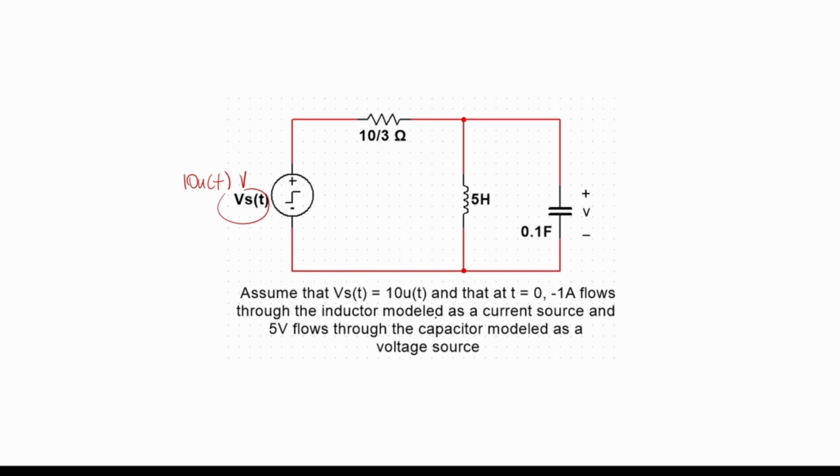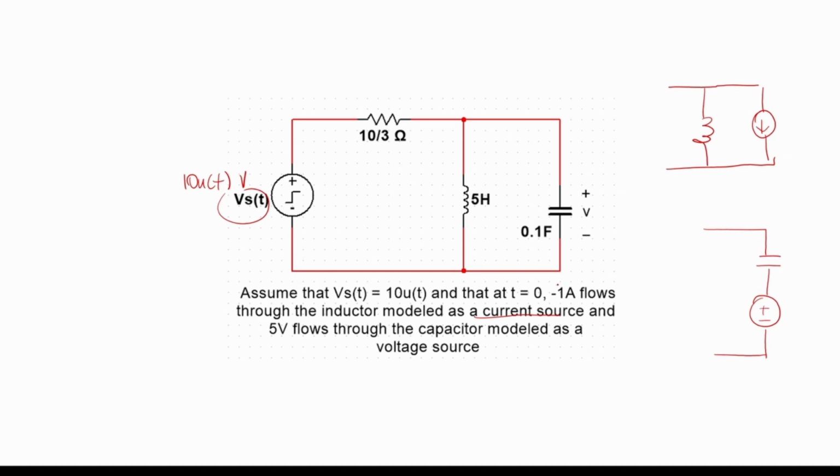But this question told us that the inductor has to be modeled as a current source, so that means the inductor is going to be in parallel with the current source going this way, and it has to be, or you won't get the question correctly. And your capacitor has to be modeled as a voltage source. Ideally, you should be able to choose, but since this question is strict, we have to do as we're told. So minus 1 amp flows to the inductor modeled as a current source.